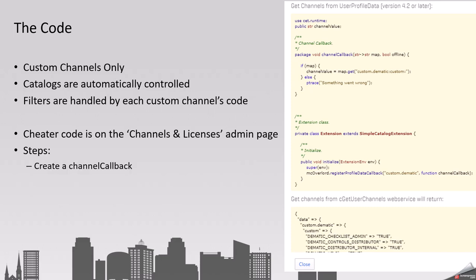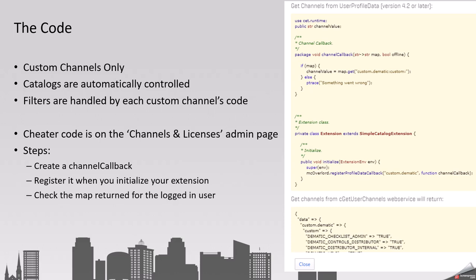The basic steps for this are you need a channel callback, and that's going to give you your user profile information. You are going to register that callback with your extension when you initialize your extension, and you're going to check the map that comes back on your channel callback, and that'll give you the list of channels that you're allowed to use. And then you can apply those results to enable and disable features in your extension.